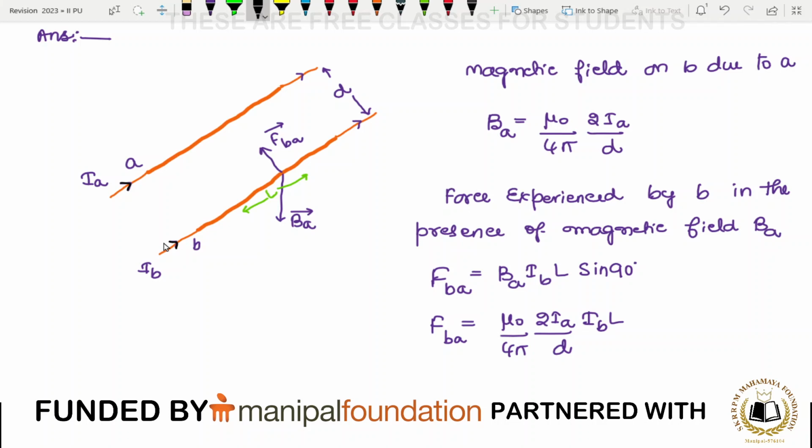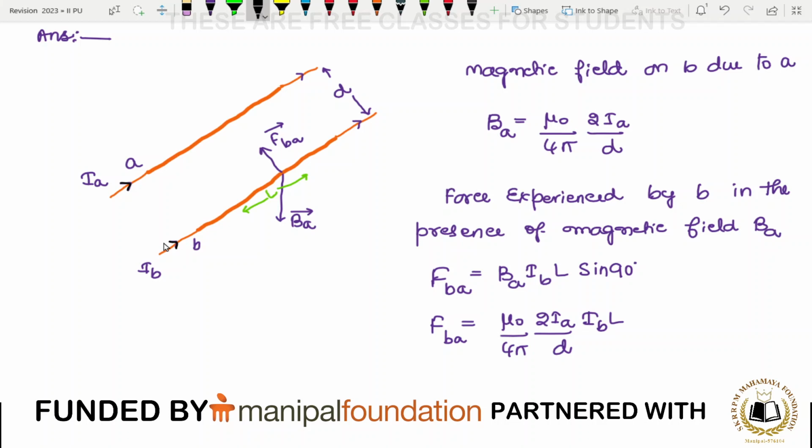When two wires carry current in the opposite direction, the nature of the force is repulsive. Opposite direction is repulsive, same direction is attractive. Okay.